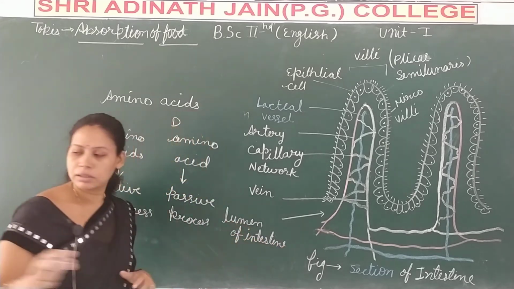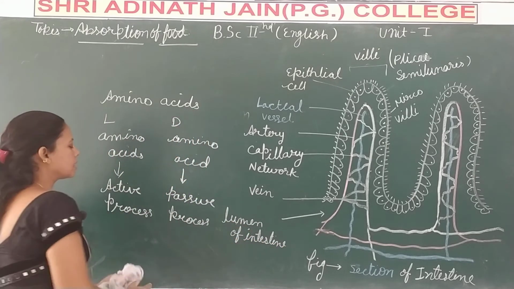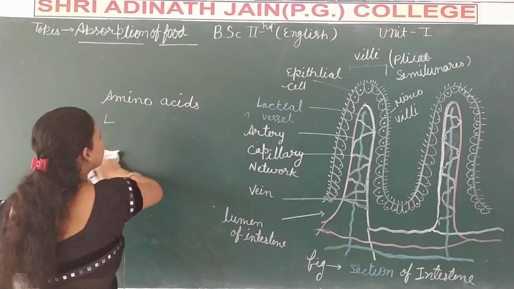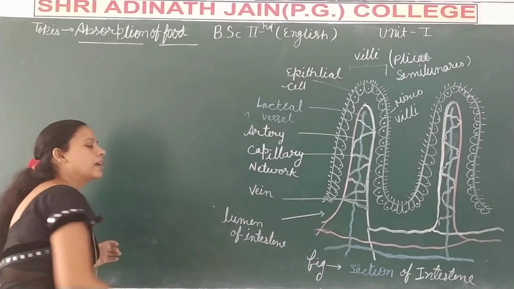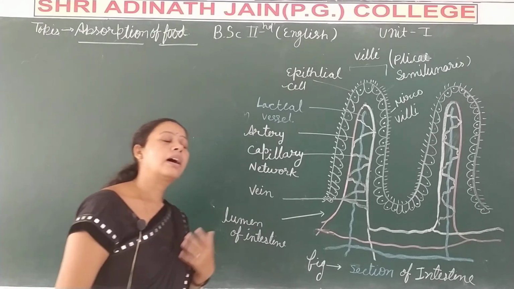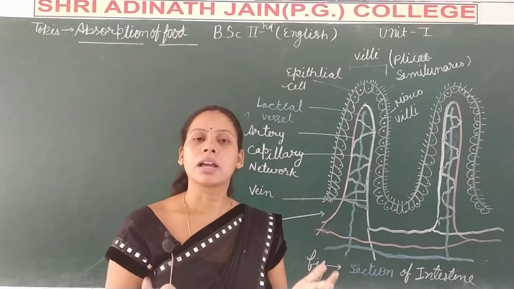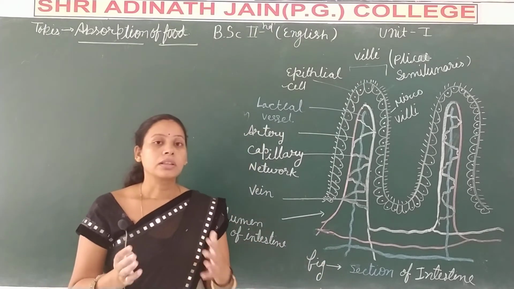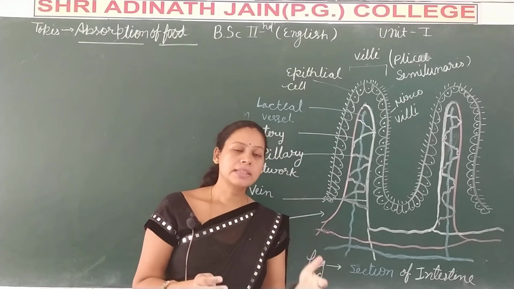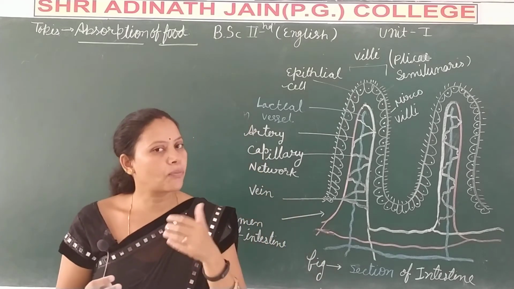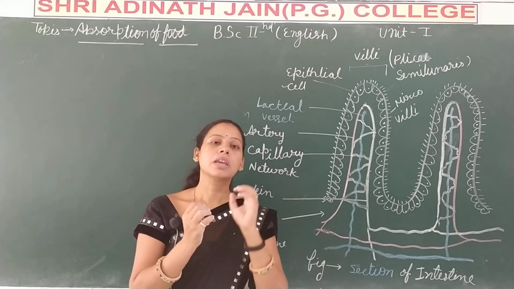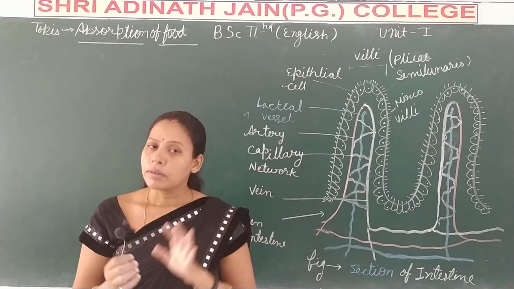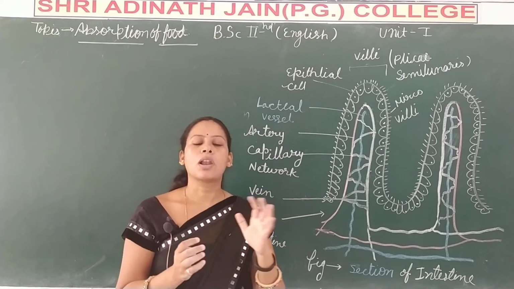Now the last is the fatty acids. In fatty acids, it means fats. The end products of fats are glycerol, fatty acids, and mono and diglycerides. The glycerol is soluble in water, so it can be absorbed by the epithelial cells of the intestine.